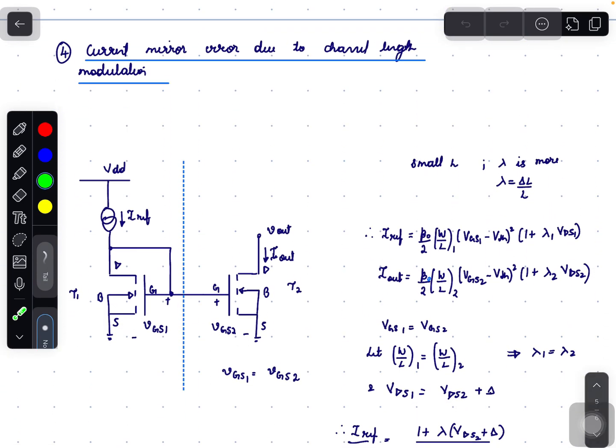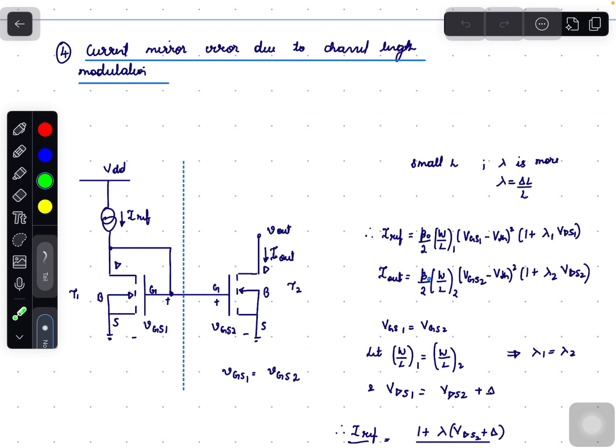Current mirror error due to channel length modulation. In the previous case, we assumed that the channel length of the transistor is large. So since L is high, lambda was assumed to be 0. Hence, the effect of channel length modulation was not considered. When the transistors are of small length, lambda is more.